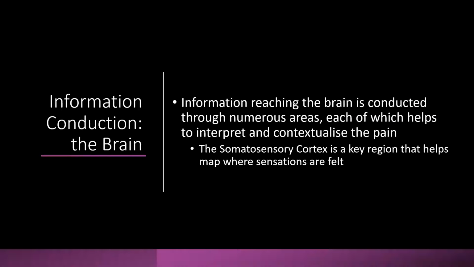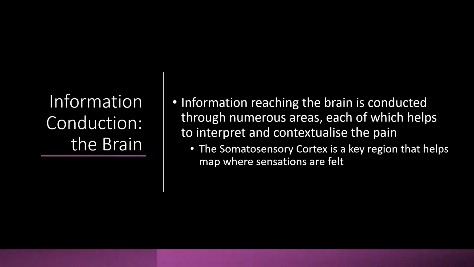Information, once it's reached the central nervous system, doesn't just end there. It is conducted through numerous areas within the brain. We have different regions that help to process different types of information. It contextualizes it. It colors the sensation that we felt to create a perception. This can be a perception of a pleasant sensation. This could be unpleasant. This could be the perception of pain.